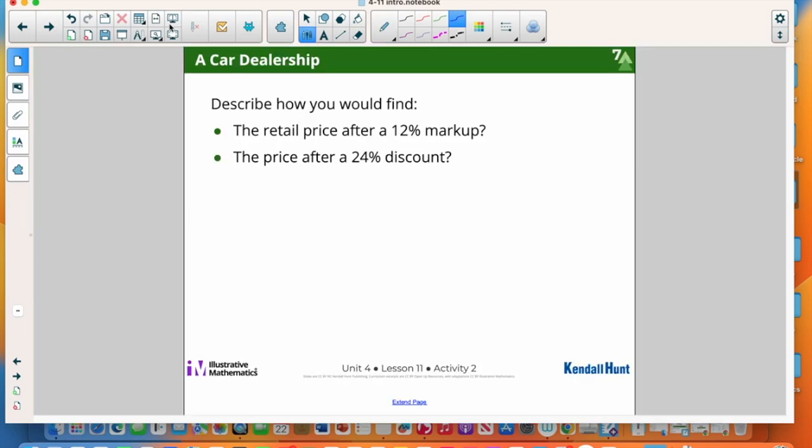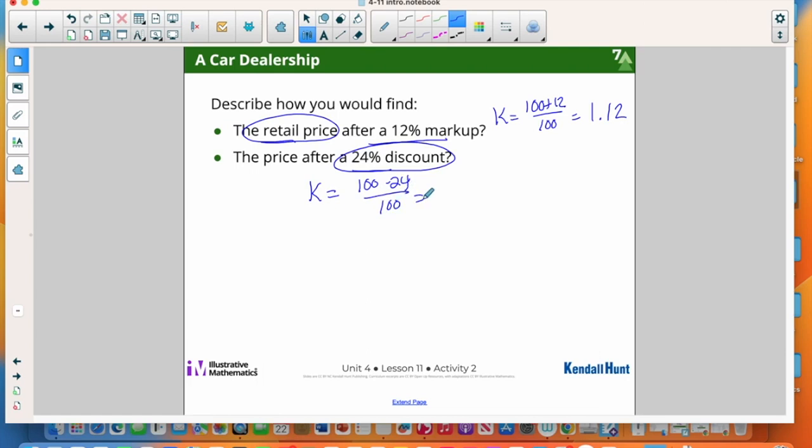So if we're trying to find the retail price after a 12% markup, that means my K value for markup, I need to add 12 to 100, so 1.12. If we find the price after a 24% discount, my K value here, we're going to subtract 24 from 100, which is 76%, so 0.76 is my K value.